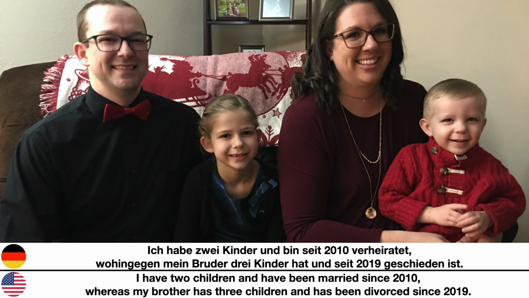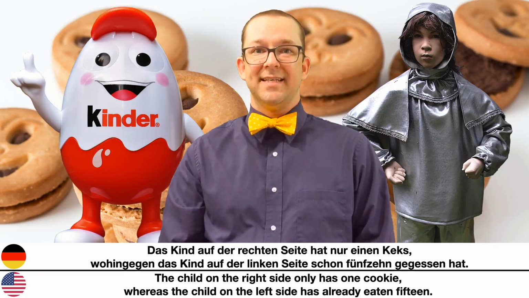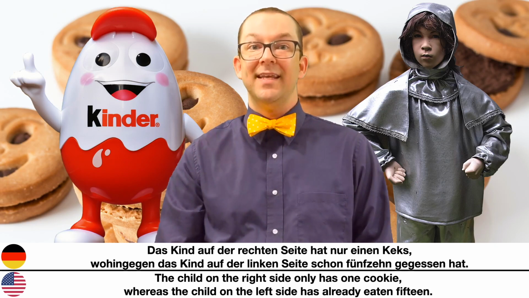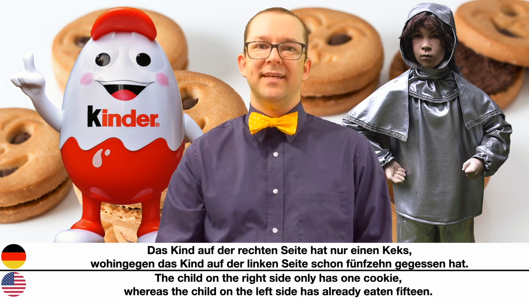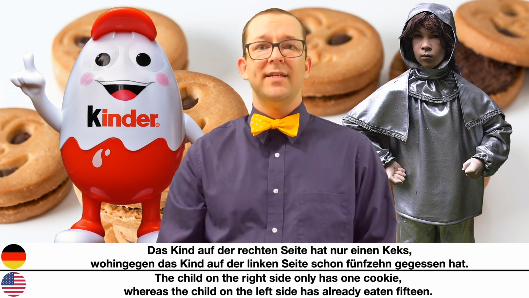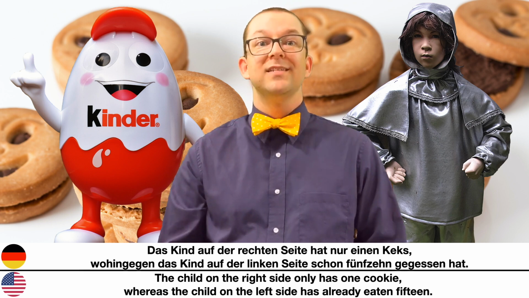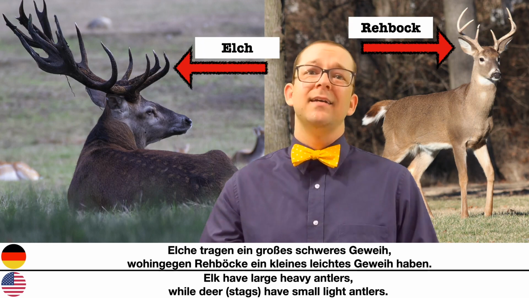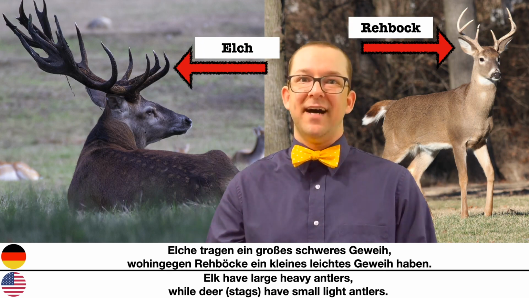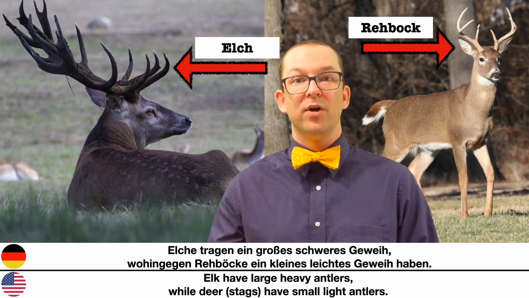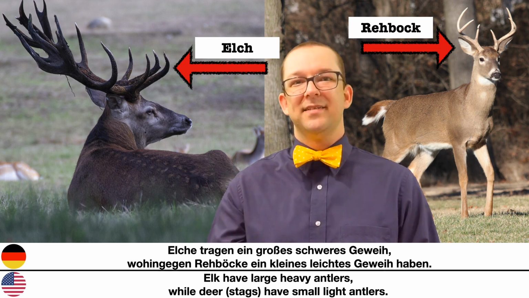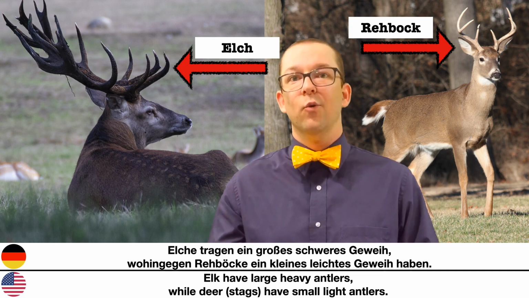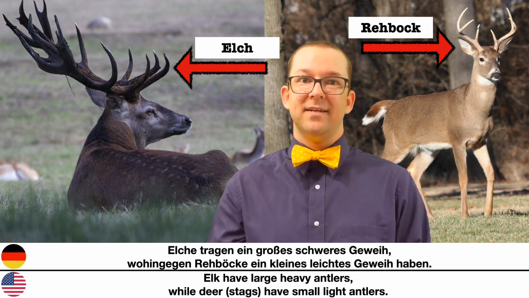Das Kind auf der rechten Seite hat nur einen Keks, wohingegen das Kind auf der linken Seite schon 15 gegessen hat. The child on the right side has only 1 cookie, whereas the child on the left side has already eaten 15. Elche tragen ein großes, schweres Geweih, wohingegen Rehböcke ein kleines und leichtes Geweih haben. Elk have large, heavy antlers, while deer, or stags, have small, light antlers.